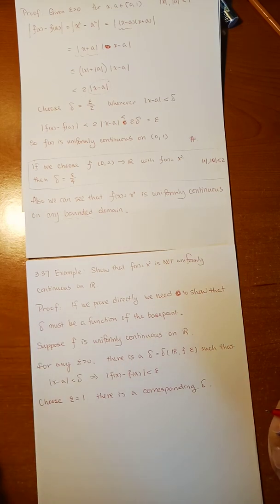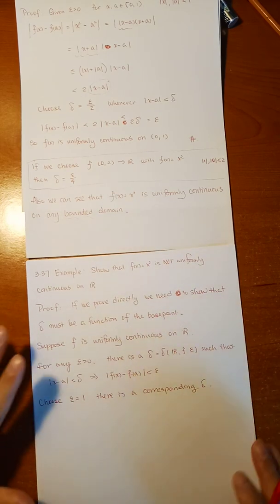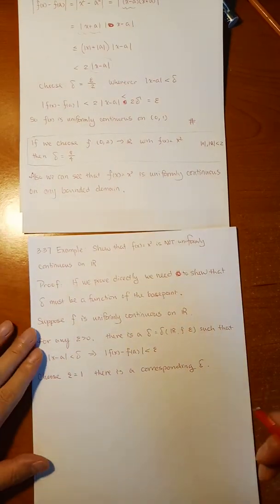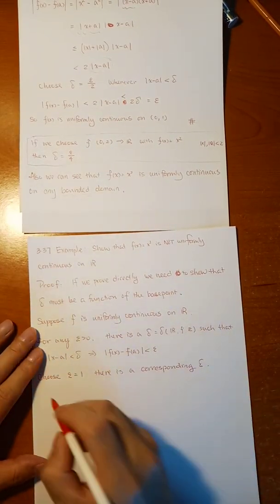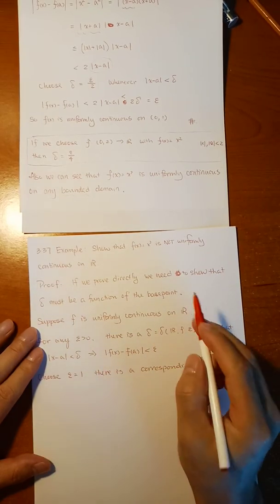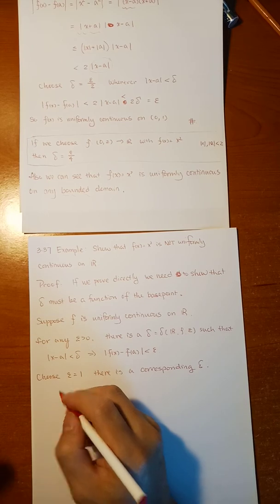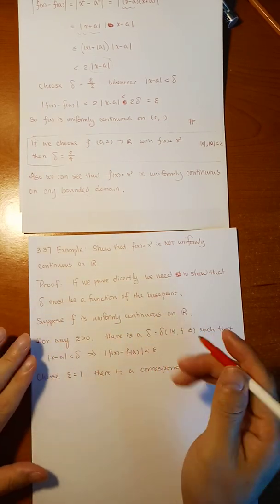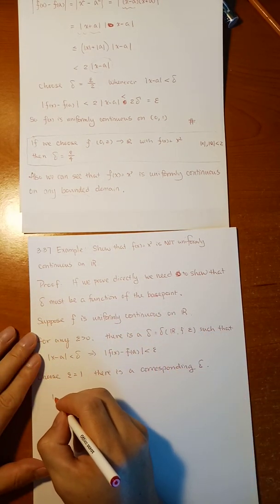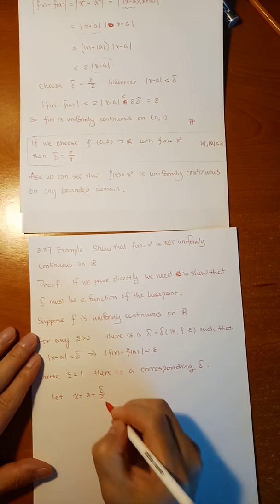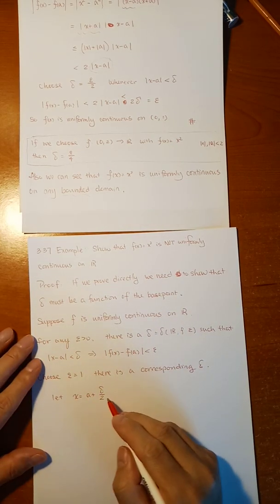There's a corresponding delta. Okay, so now let's see what is the situation. There you have x and a. The idea is the following. x is very close to a. For example, let x be a plus delta over 2.